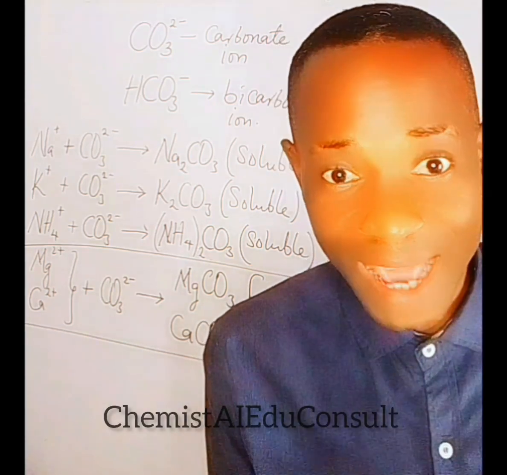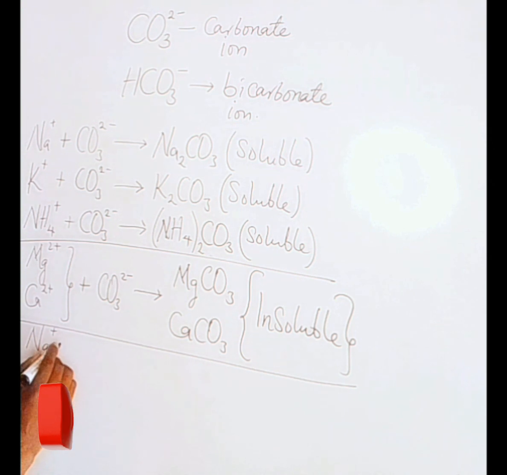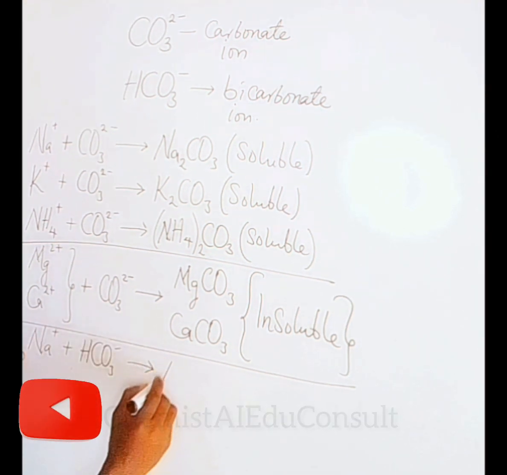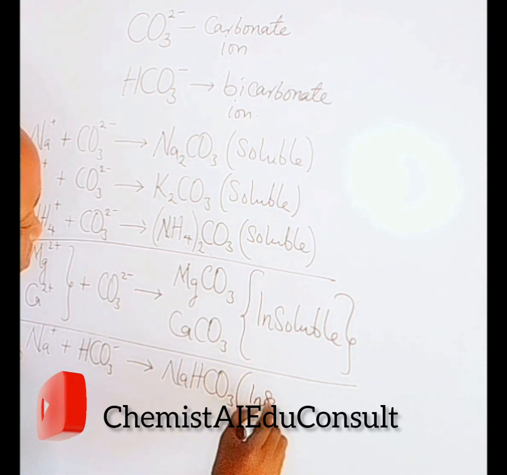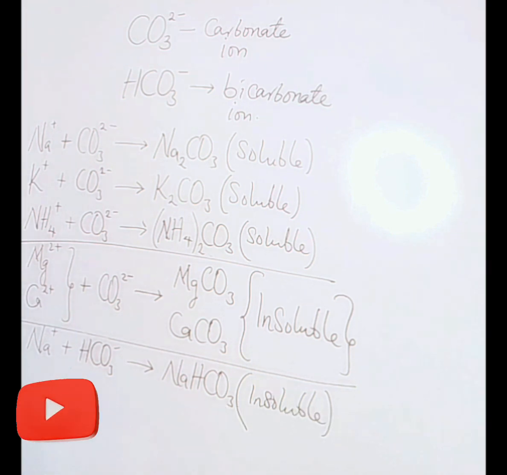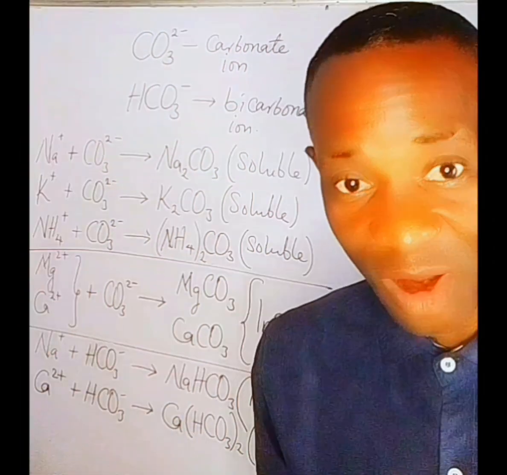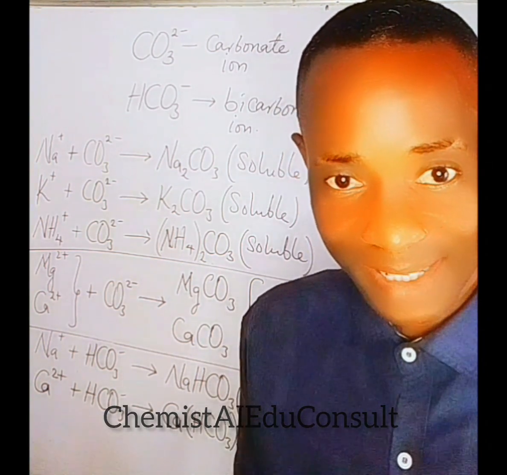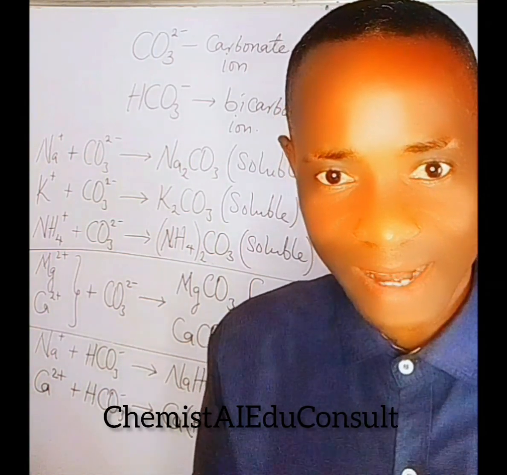Group 1A bicarbonates are insoluble. Sodium is in group 1. Sodium ion plus bicarbonate ion, we are going to have sodium bicarbonate. This is insoluble. But the group 2A counterparts of bicarbonates are soluble. For instance, this is soluble. What do you come to understand? That group 1A elements and group 2A elements are antagonistic when it comes to their carbonates and their bicarbonates.